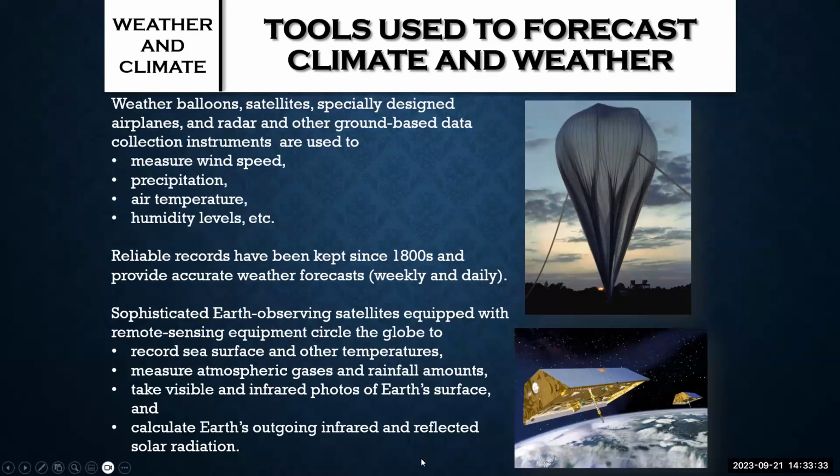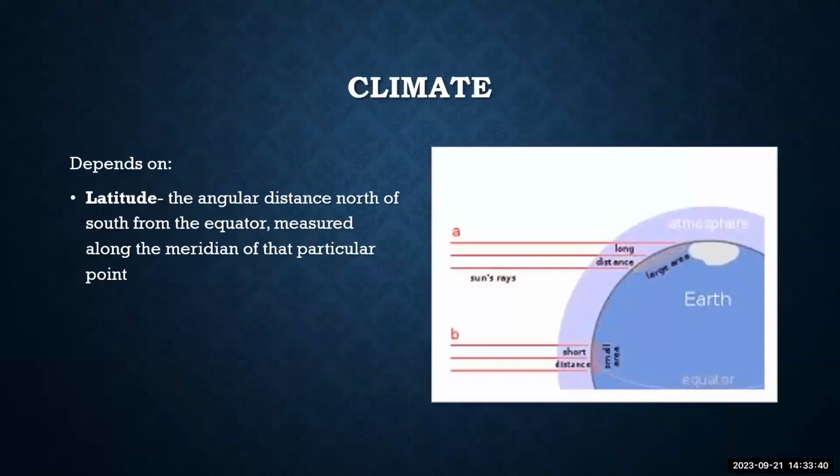These are all very important components which contribute to the understanding of climate studies. Climate depends on latitude, that is, the latitudinal position, the angular distance north or south from the equator, which can be measured along the meridian of that particular point. Sun rays vary, and those areas are defined because of that changing climate.